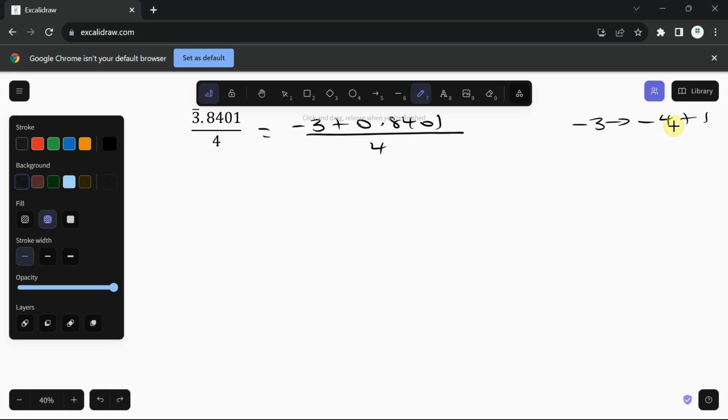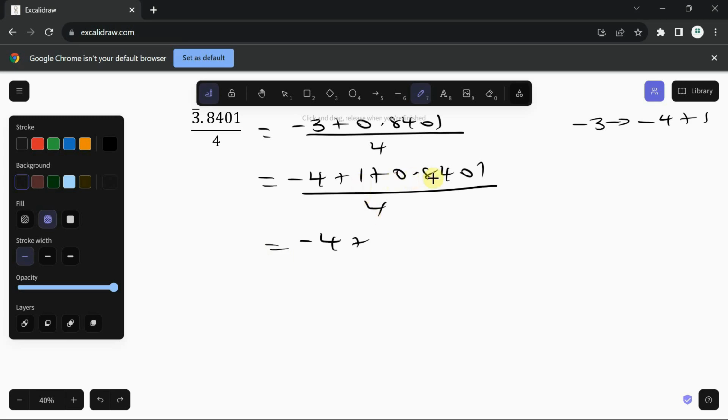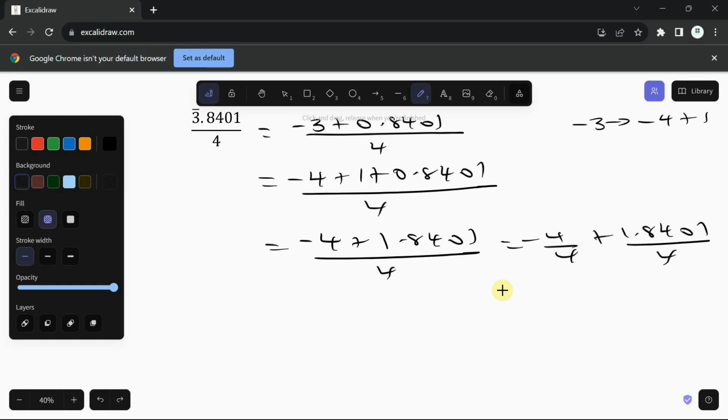You're owing somebody 4 naira and you pay the person 1 naira. So I can replace this and say minus 4 plus 1 plus 0.8401 divided by 4, right? So if I do this, that will be minus 4 plus 1.8401 divided by 4, right? So I could split this and say minus 4 divided by 4 plus 1.8401 divided by 4. So minus 4 divided by 4 is minus 1 plus 1.8401 divided by 4. Press it on your calculator and let me see what you have. Great, I had the same thing, and that is 0.46, right?